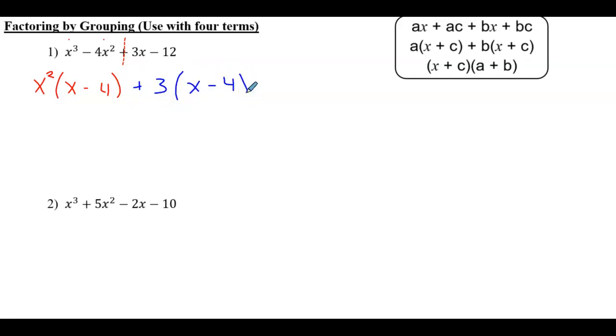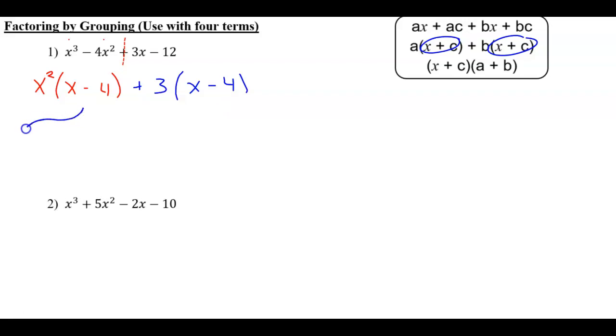Remember, by factoring out the GCF, you're undistributing or unmultiplying. So you divide that 12 by 3. In other words, if you were to distribute this back through, you'd be back to where you came from. So now notice, in this case, our x plus c is both of these x minus 4s. See how they match? There will always be one that matches if this works.